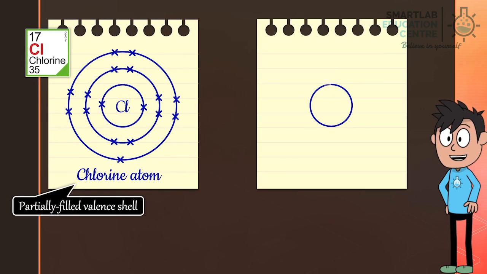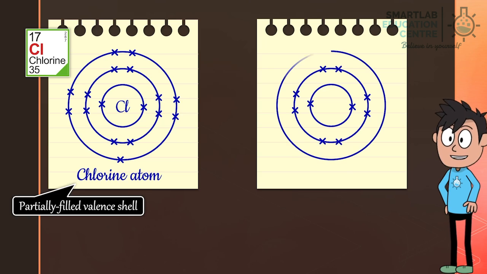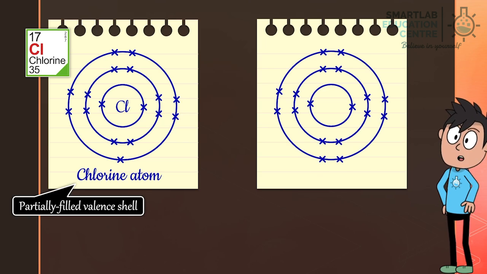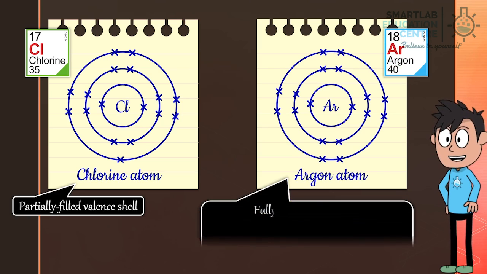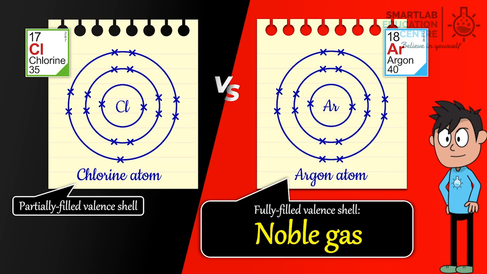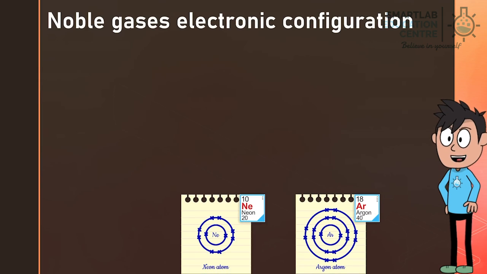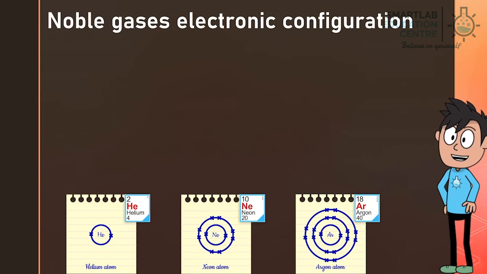Why do we need to understand the arrangement of electrons in the atom? It is because an atom with a fully filled valence shell has a very special characteristic. We name such type of atom noble gas. Noble gases are elements found in group 8 of the periodic table.